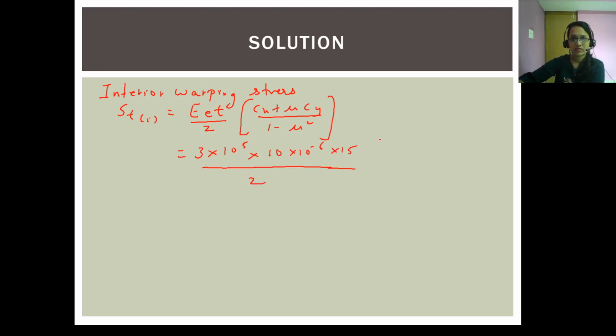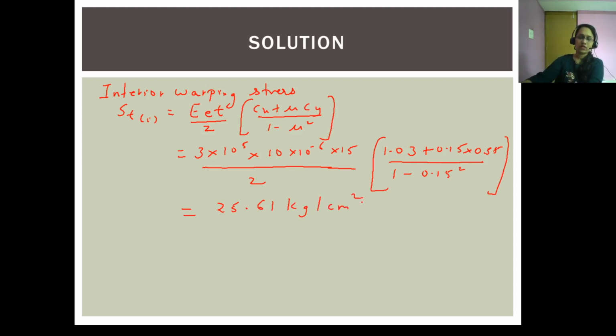So this will be 1.03 plus 0.15 into 0.55, upon 1 minus 0.15 square. So this will work out to be, after solving, 25.61 kg per centimeter square. So this is the interior warping stress.